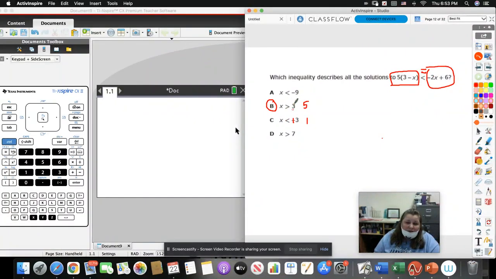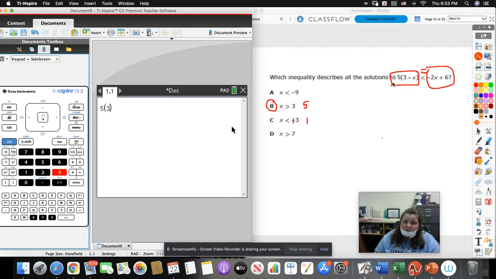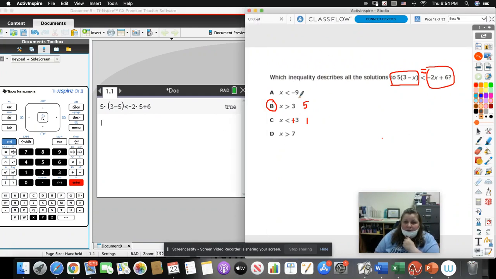So just in case they have two of the exact same answer, that 3, then you're going to have to check. And so how do you check? You type in 5, open parenthesis, 3, minus, and then in place of this x, I'm going to put 5. Control divide. I hit my symbol. It's right here. And then minus 2, x again. I'm still putting in 5, plus 6. And then when I hit enter, it says true. So because that's true, that's going to be my solution.